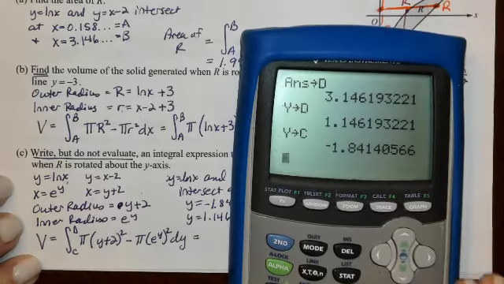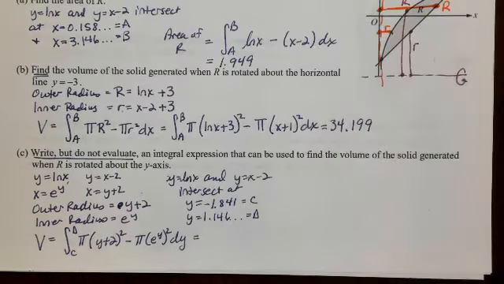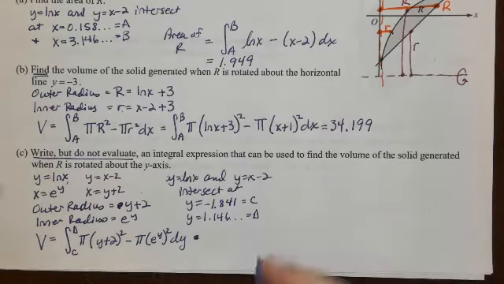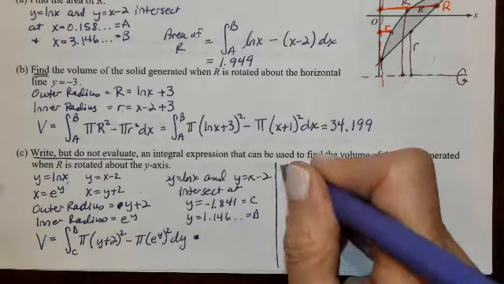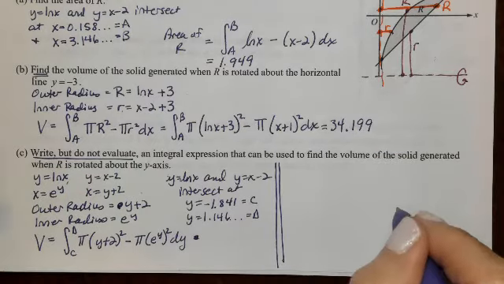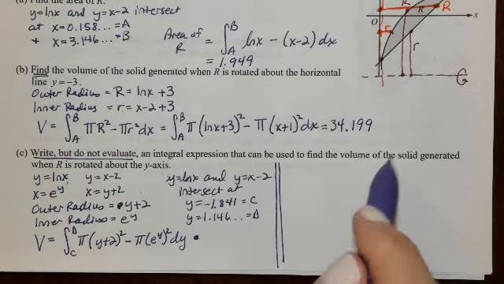Back to my calculator. Oh, we had to write but do not evaluate. So we're done with that. We don't need to evaluate. So we're good. So that is the disc and washer method. Let me refresh you on doing this the cylindrical shell method.